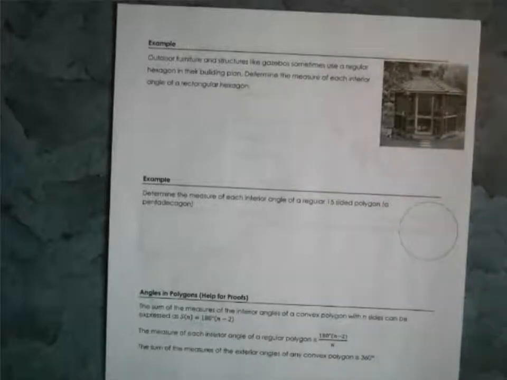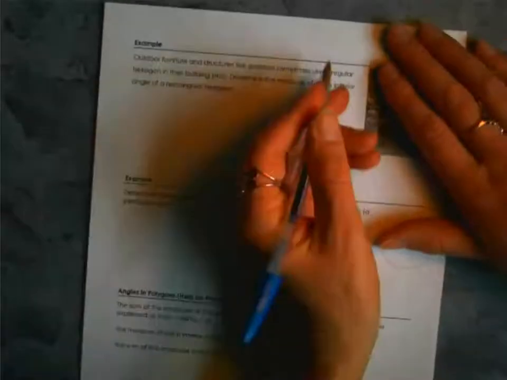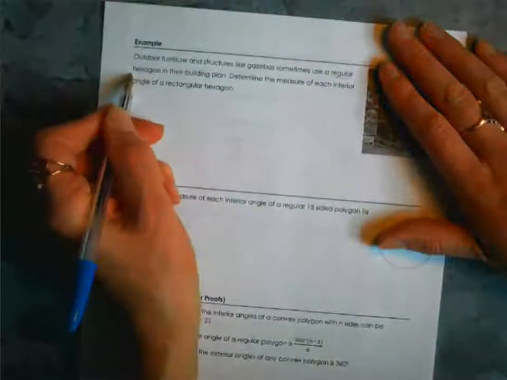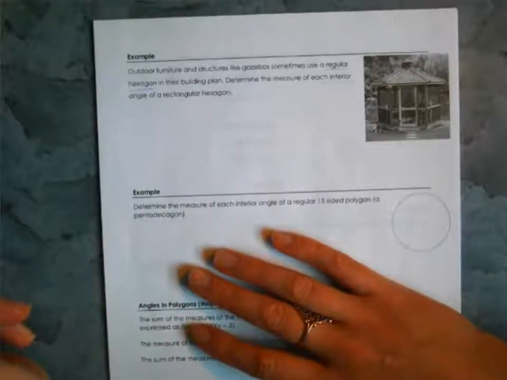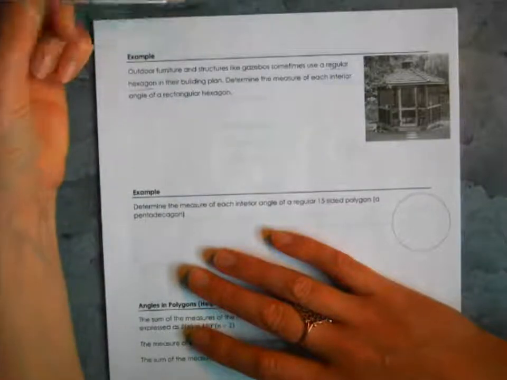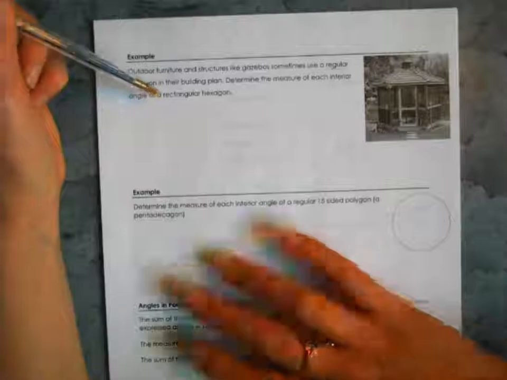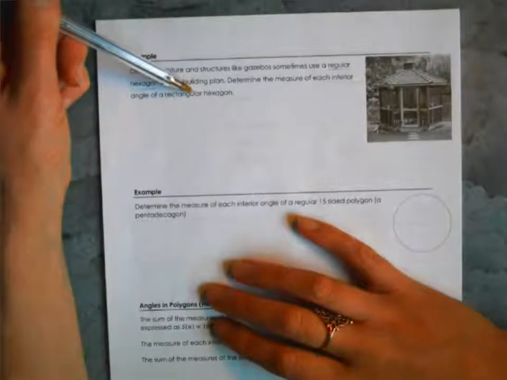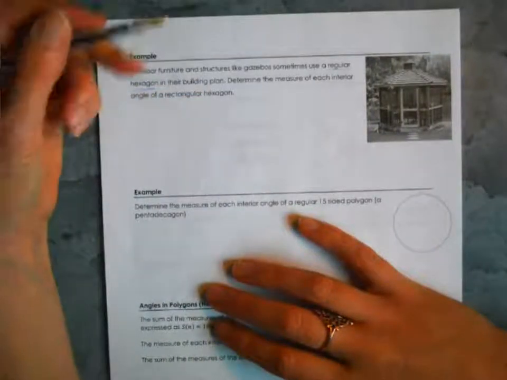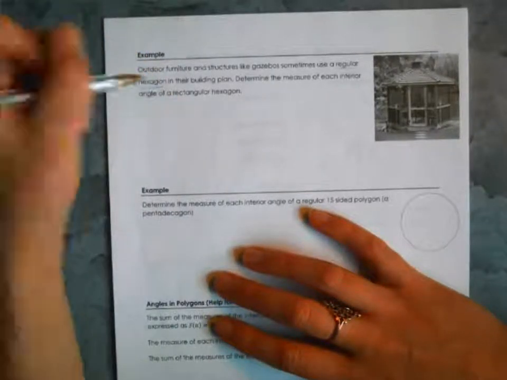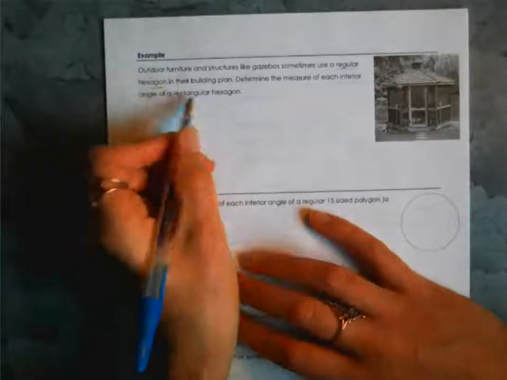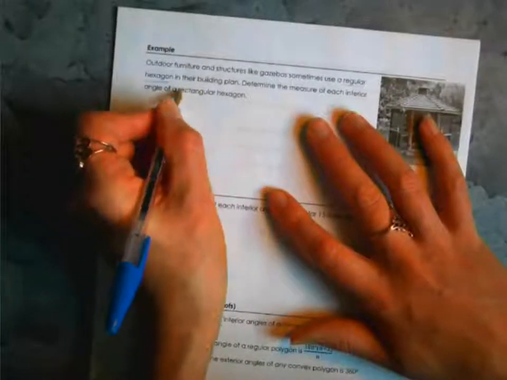So outdoor furniture and structures like gazebos sometimes use a regular hexagon. That word, regular hexagon, basically tells us that all the sides are going to be the same measurement and all the angles will be the same measurement. Okay, so determine the measure of each interior angle of a rectangular hexagon. Oh, I think that must have been a typo. That should be regular hexagon. I was going to say that doesn't make sense. So this one should be regular.